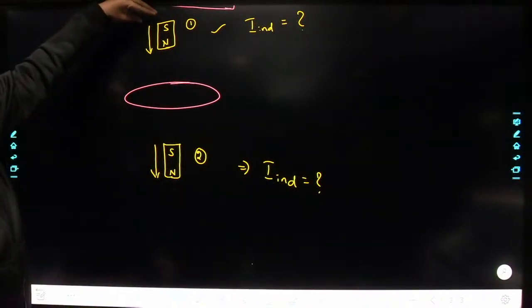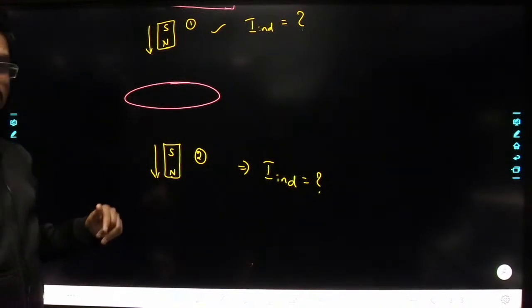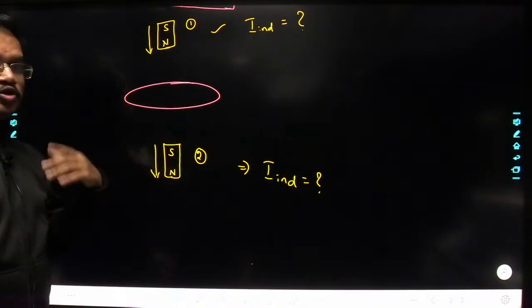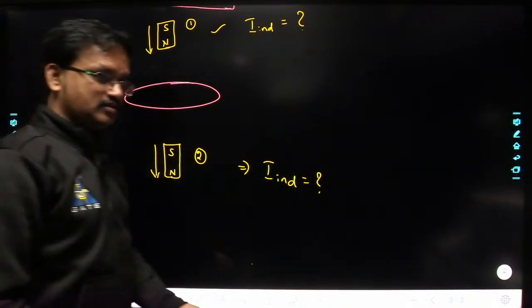So whenever the magnet is moving towards the loop, in this case, the number of field lines that are penetrating through the loop is going to increase, right? Okay.